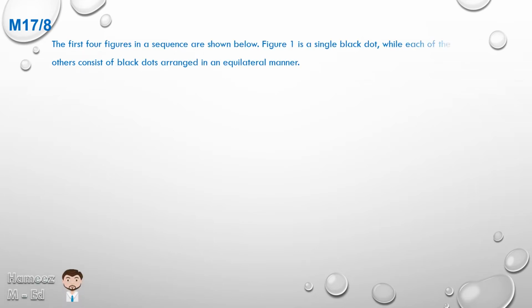May 2017, number 8. The first 4 figures in a sequence are shown below. Figure 1 is a single dot, while each of the others consists of dots arranged in an equilateral manner. So let's look at diagram 1. 1 single dot. Diagram 2, as we extract it, will give us the 1 single dot and 2 more below it. So there's 1 and 2. 3 dots in diagram 2.